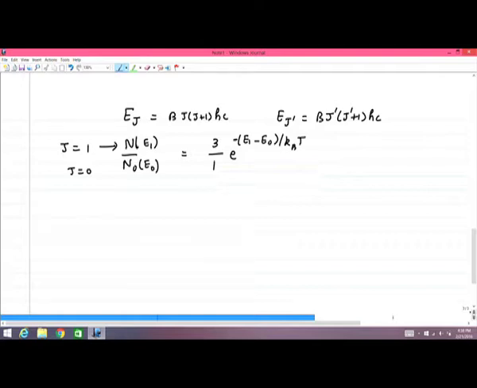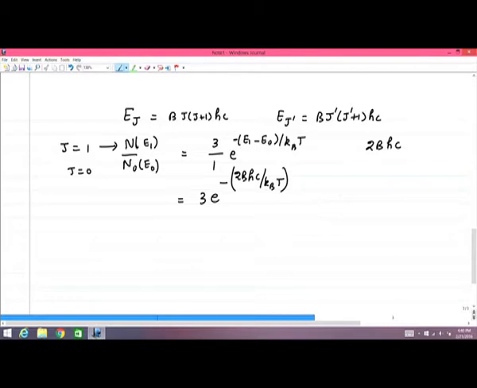Therefore, the degeneracy ratio here is 3 by 1, and what you have is the energy difference, E1 minus E0, divided by kBT, and that you know is 2Bhc. Therefore, what you have is 3 exponential minus 2Bhc by kBT.